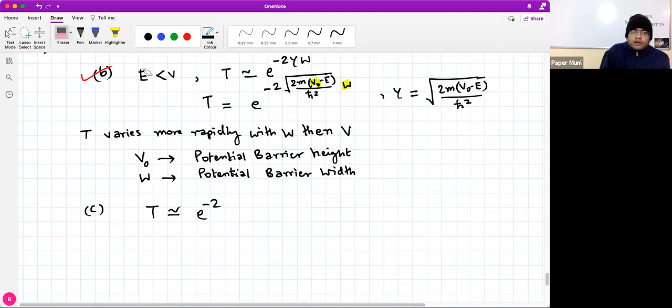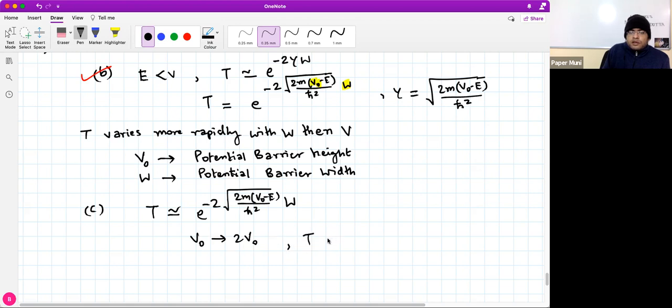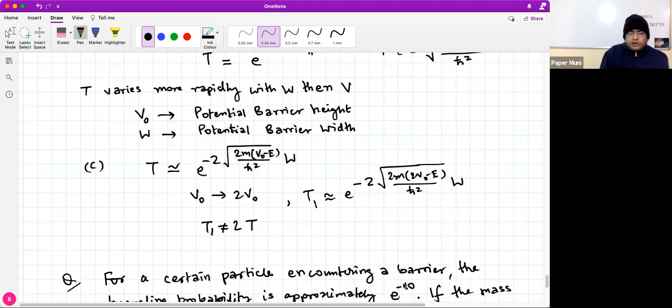If you write this down completely, you can see from the above equation itself, but let me write it down again. So this is minus h cut square, this is W. Now, if you change V naught to 2V naught, the T will change because it will be equal to minus 2 in the exponent. This change is not directly proportional. This will change only the power, and this new T1 is not equal to twice of T. So this means this option is incorrect.